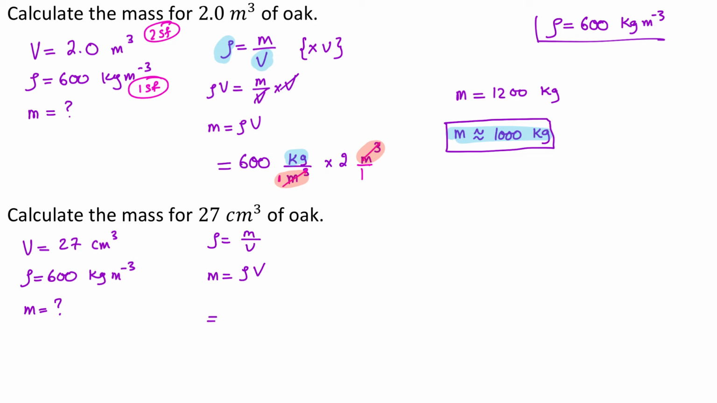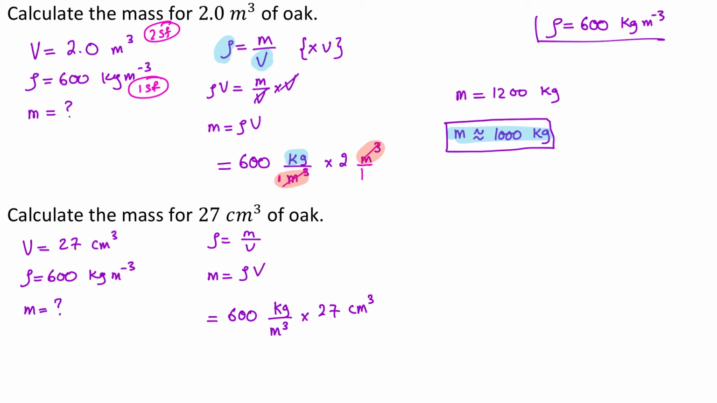And now I'm going to go ahead and write everything down. So up to the second step, it goes much quicker. Now I'm going to do the exact same thing. 600. My unit is kilograms per meter cubed. Multiply that by 27 centimeters cubed. And that's all I have so far.